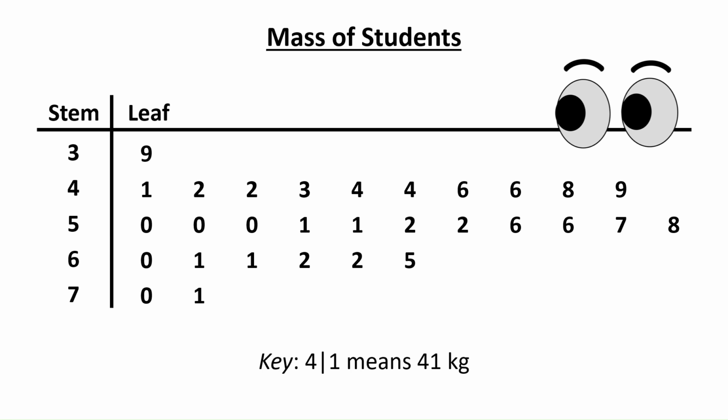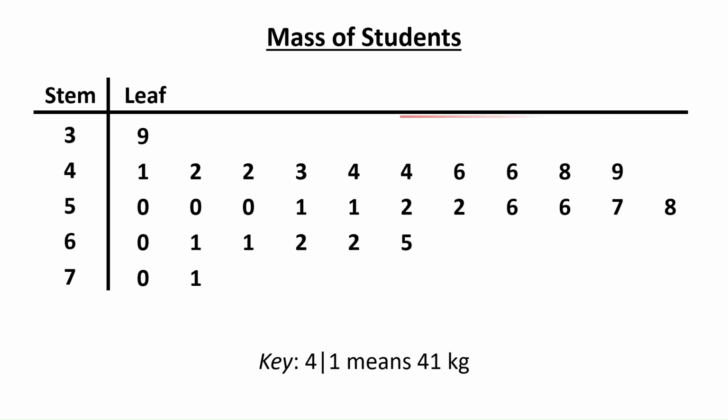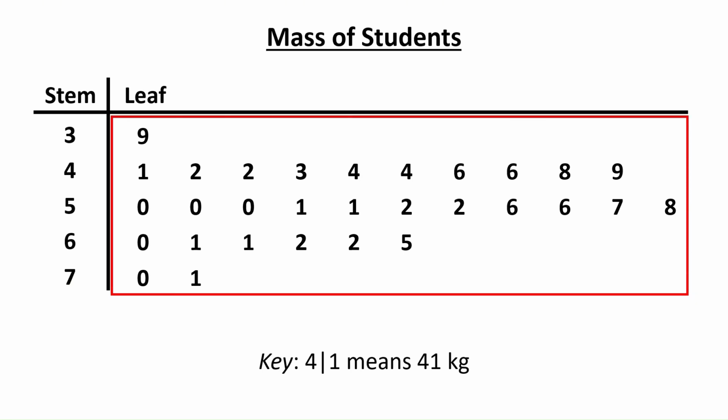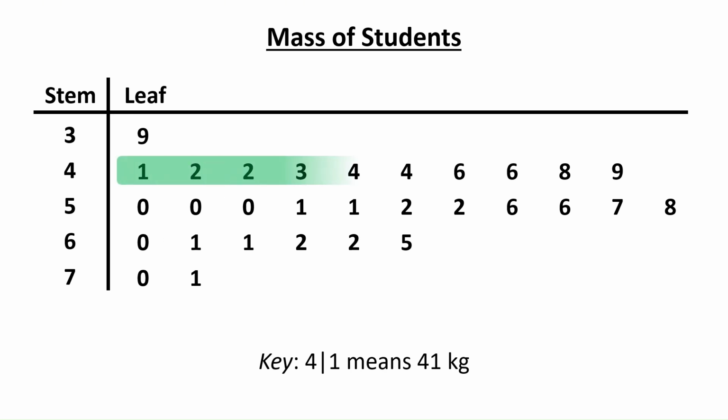Now let us take a closer look at this stem and leaf diagram to learn how to read information from it. First, there are 30 leaves, so that means that there are 30 data points. In this case, it means that there are 30 students in this dataset. Next, there are 10 leaves in the row corresponding to the stem 4. This means that there are 10 students who are 40 plus kg.